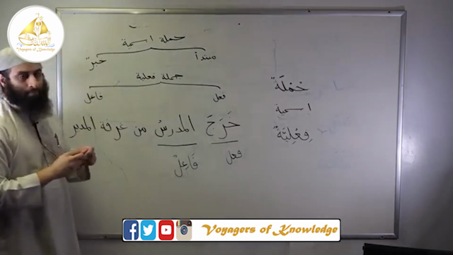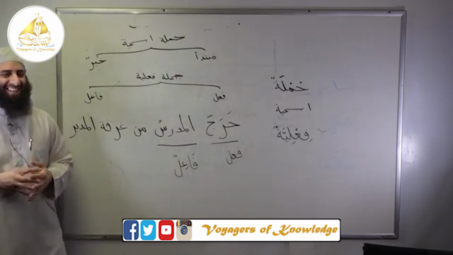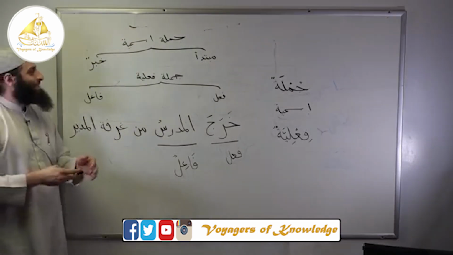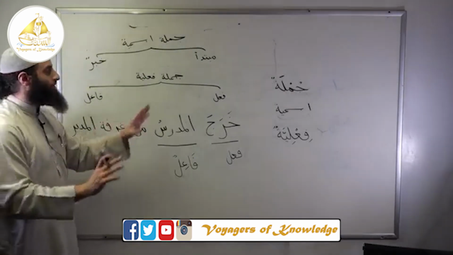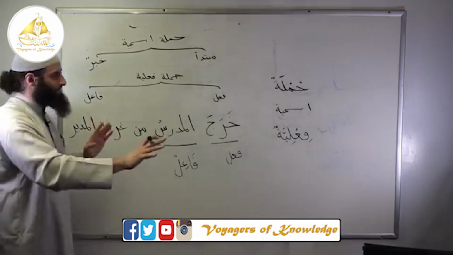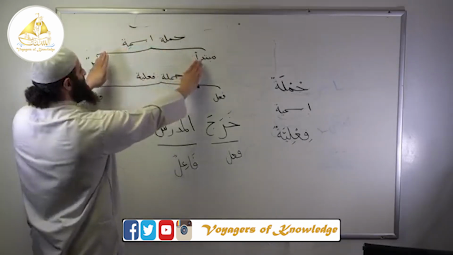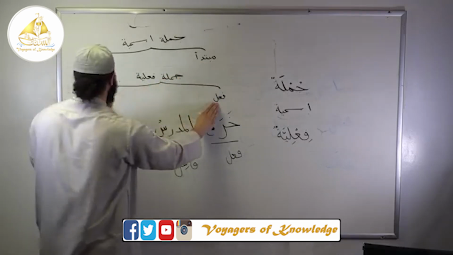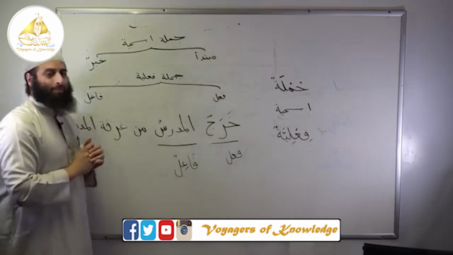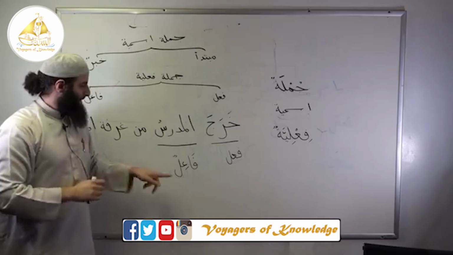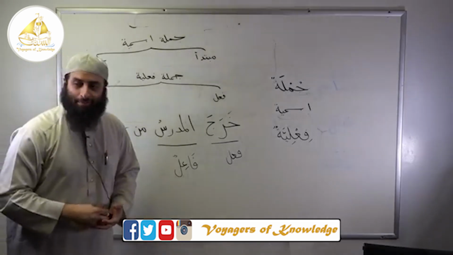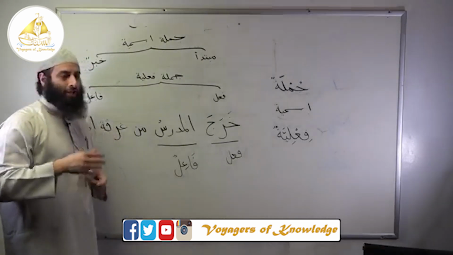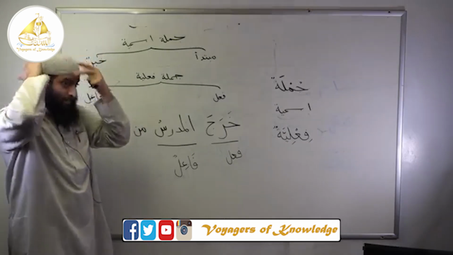That's it. You already wrote this. Jumla ismiya needs a mubtada and a khabar. A jumla fi'liya needs a fi'l and a fa'il. Why is that called a fa'il? Because he's doing the action. Oh, the one who does it. The one who does the action is called fa'il. And that's it.